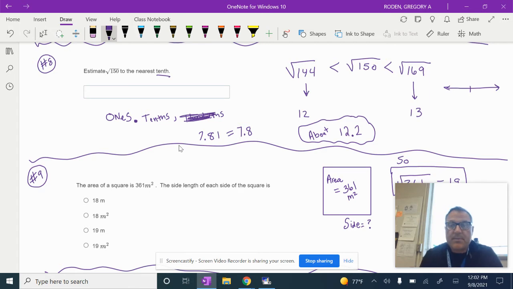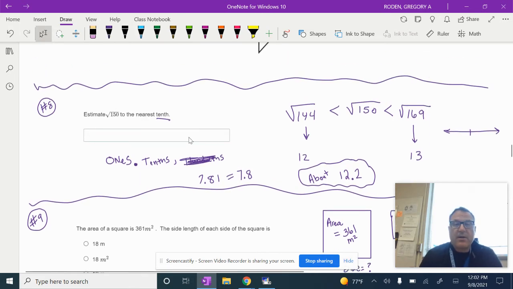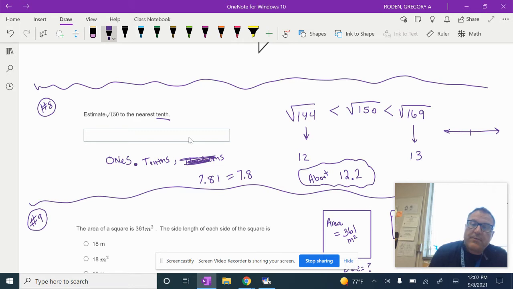Okay, so we just basically want a decimal to the tenths place that is close to the square root of 150. Well, where does the square root of 150 lie? It lies somewhere between the square root of 144, which is 12, and 169, which is 13. Now, which one is it closer to? Well, it's closer to this 144, right? Because this one right here, it's only 6 away. This one, what is that? That's 19 away. So it's much further away from the 13 than it is the 12.